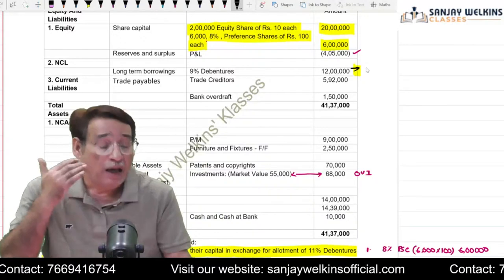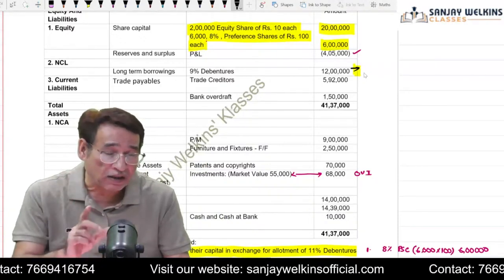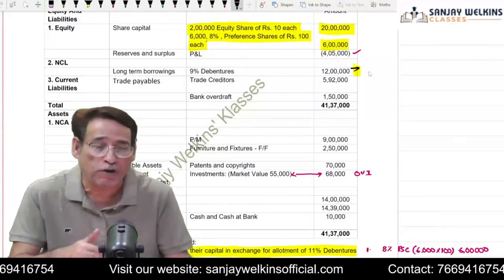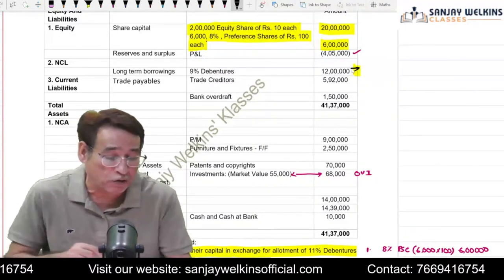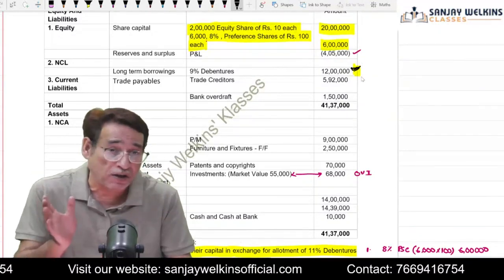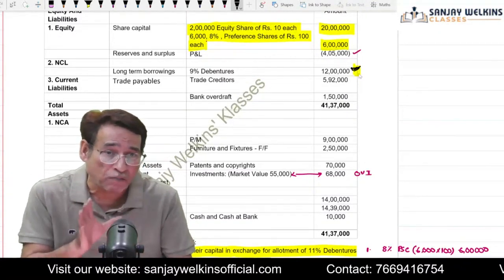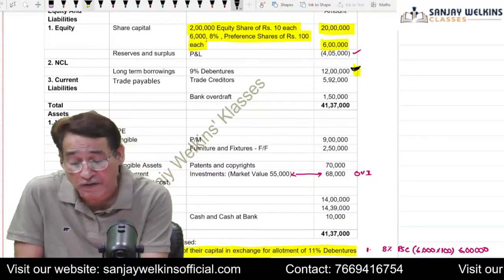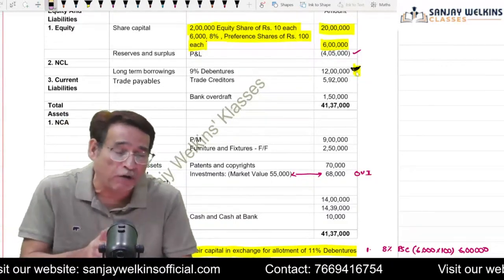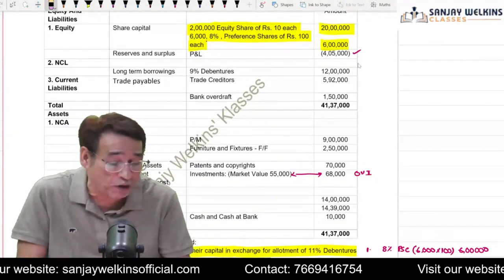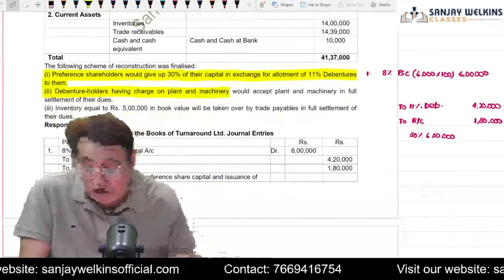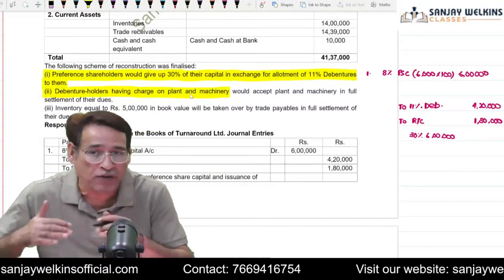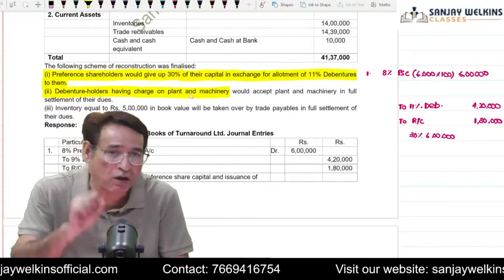And we assure you that if we default, you will have the right to sell our secured asset. For example, in this particular case, the question has given that debentures have been issued on the security of plant and machinery. What does it mean? Tomorrow, if the company falls into liquidation, the debenture holder will have the right to sell off the property and recover their amount. Now, it is given that debenture holders are having a charge on plant and machinery, meaning the debentures must have been issued on the security of plant and machinery.